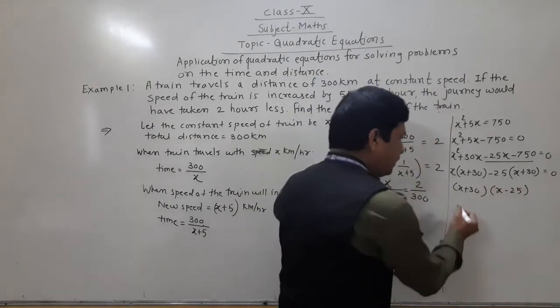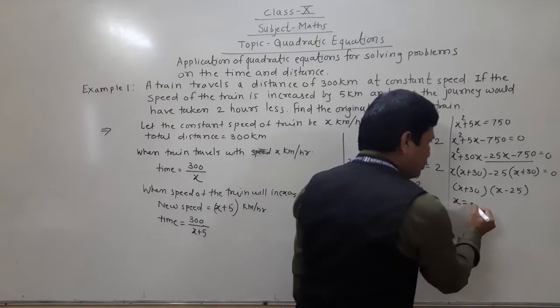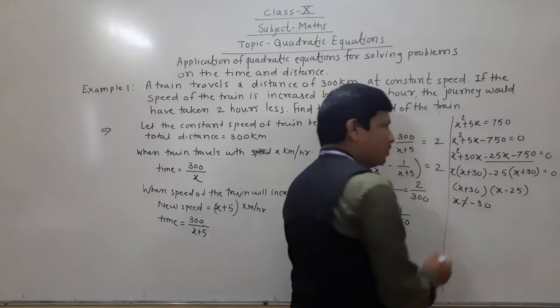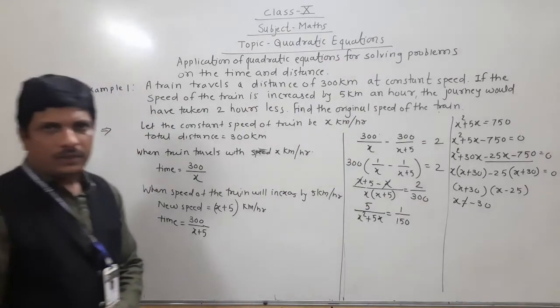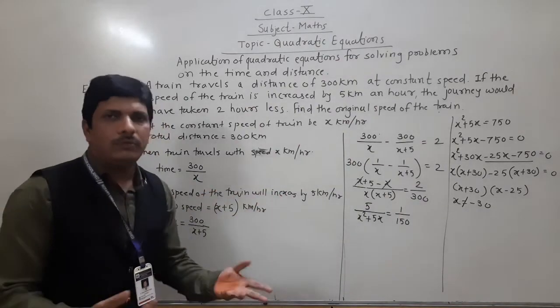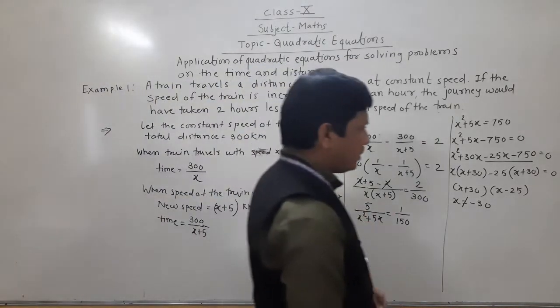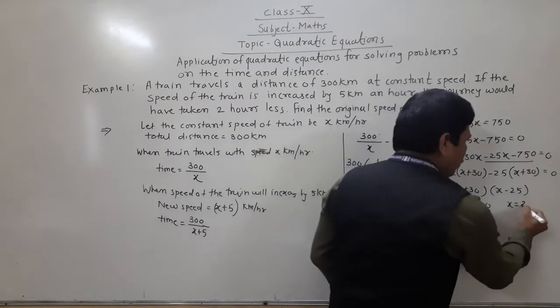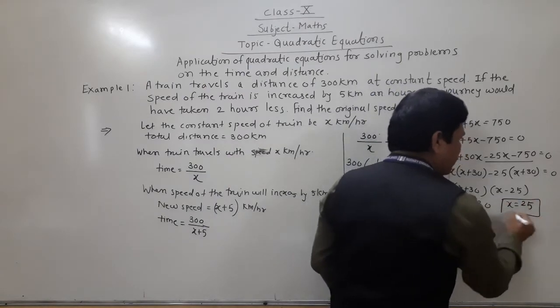So x plus 30 gives x is equal to minus 30, which is not possible because speed can't be negative. Understood? So x is equal to minus 30 we will not consider. Now what is the second thing? x is equal to 25. This is our correct answer.